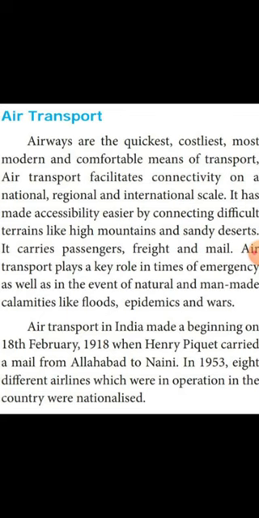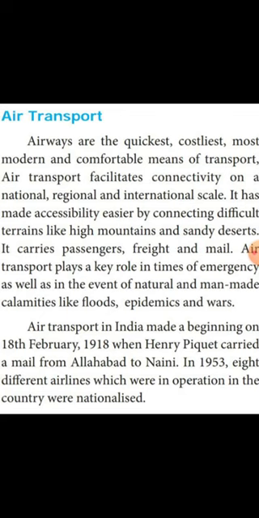Then air transport plays an important role in times of emergency. Emergency period means natural or man-made calamities and disasters. During that period we mostly use air transport, because easily we can go to those particular areas. For example, floods, epidemics, wars. At this time we mostly use air transport.